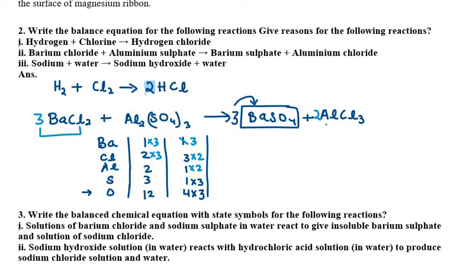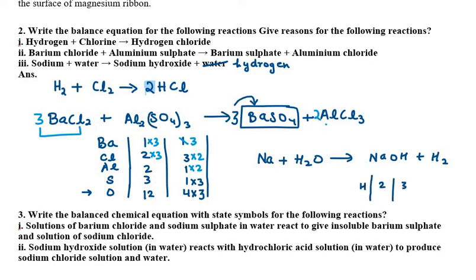Let's start with the third one. Third one is sodium plus water, that is H2O, gives us sodium hydroxide plus water. It won't be water here, it will be hydrogen gas here. Now you have to balance this equation. So here you can see Na is balanced, H is 3 on the right hand side, and on left hand side you have H as 2.